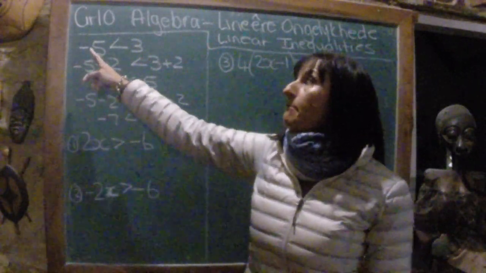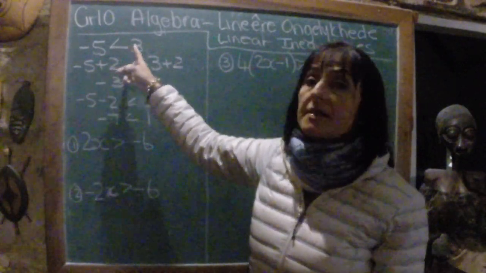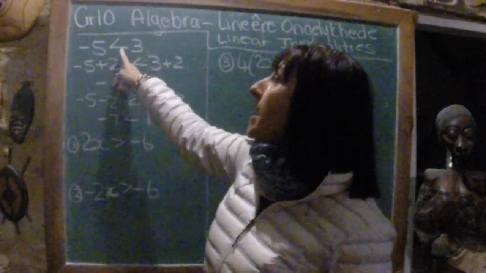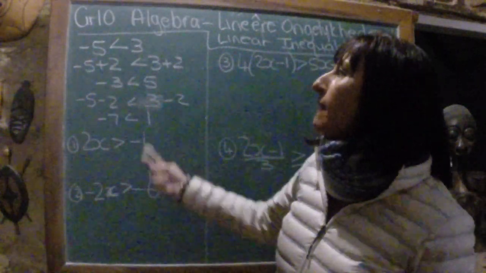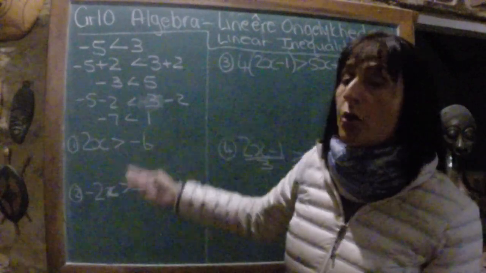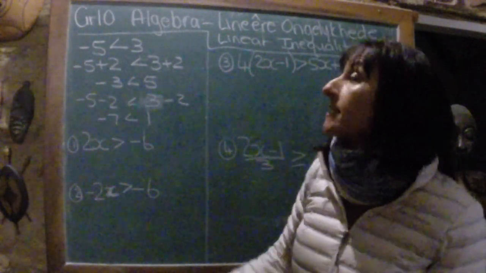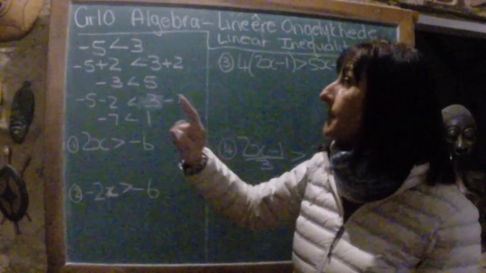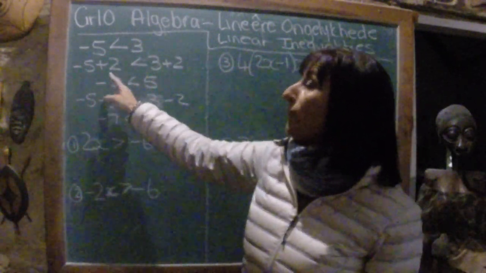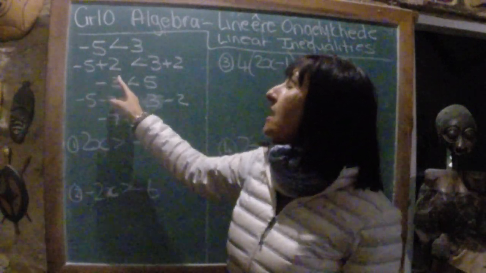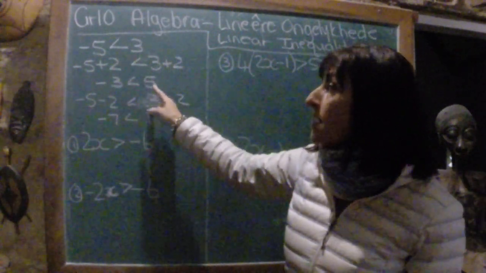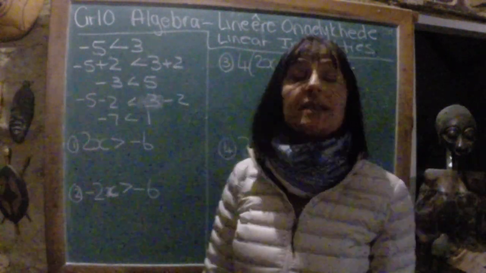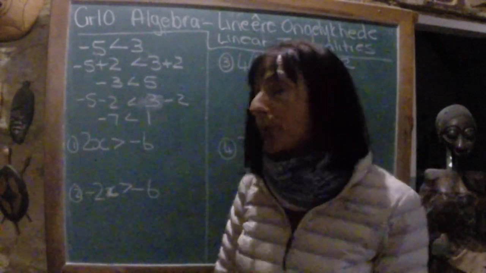Ongelykhede sê minus 5 is kleiner as 3. Minus 5 is smaller than 3. If I add 2 on both sides, then it is still smaller than. Look at this. Minus 3, if I add 2 to that side, is still smaller than 5. So it still will be true.